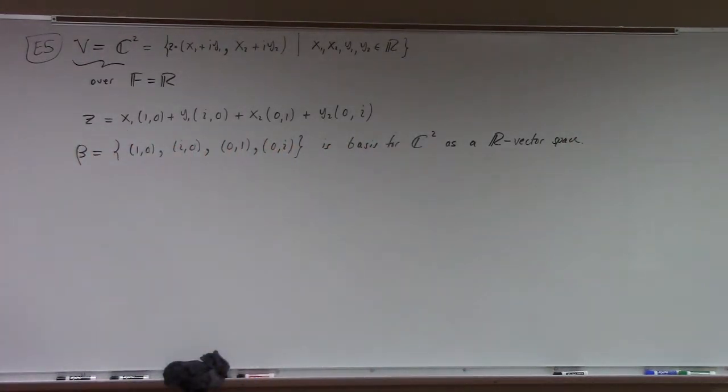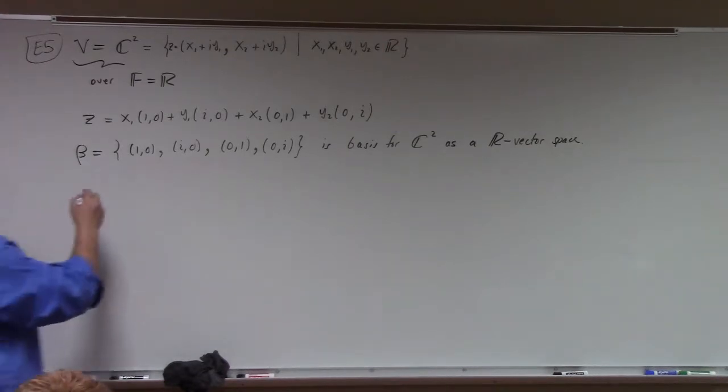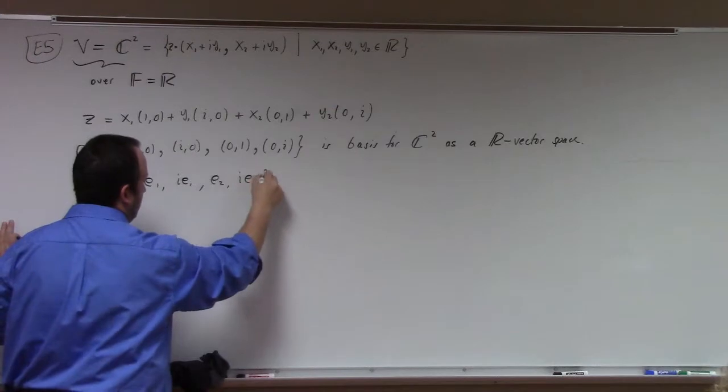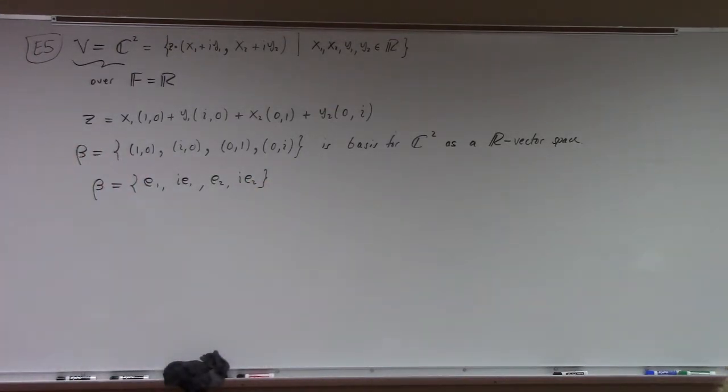Because the real span of those four vectors gives me all of C2, and it's linearly independent with respect to the real numbers. This beta, is this linearly independent with respect to complex numbers? If we allow complex scalars, is beta linearly independent? Let me rewrite beta. We're looking at e1, ie1, e2, ie2. Is this set linearly independent over the complex numbers? It is not, right? Because the second and the fourth are scalar multiples by i of the first and the third. It's manifestly dependent. And yet, over the reals, it's linearly independent because we can't multiply by i. That's not a real multiple, right?